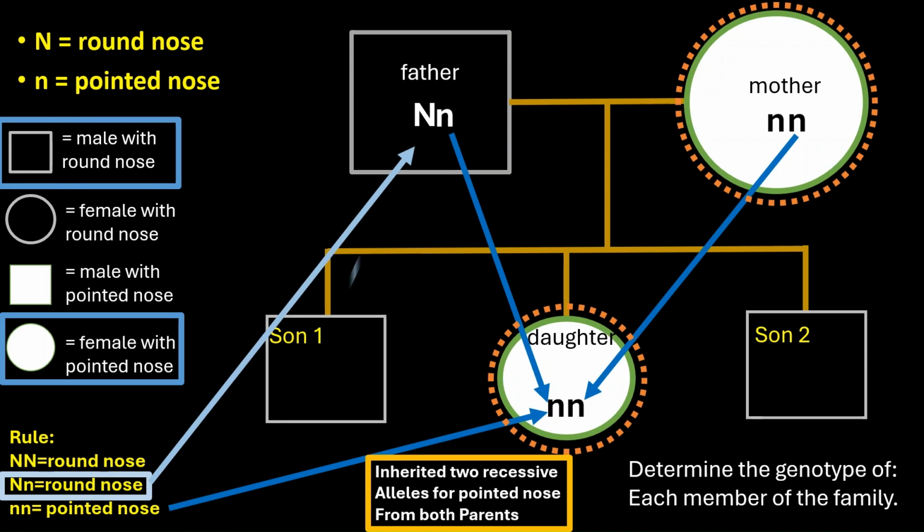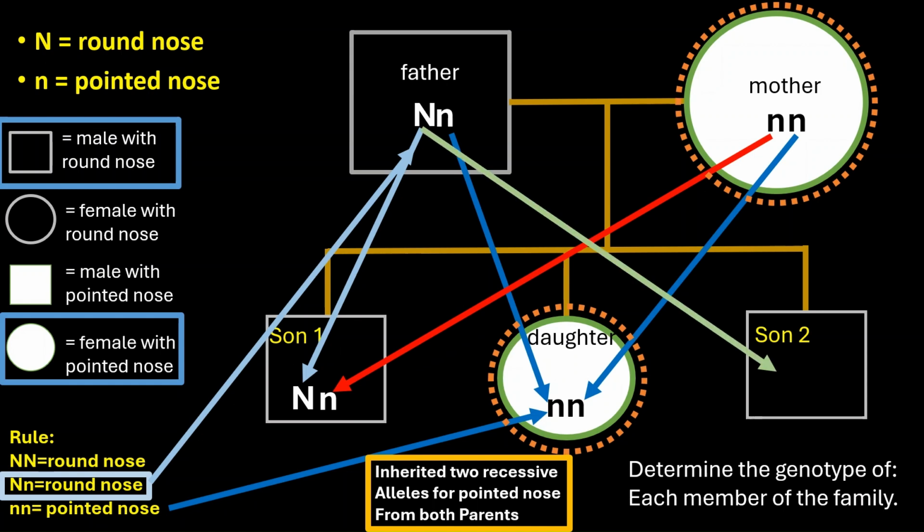So let's start with son one. Son one's nose is also round. That means definitely son one carries the dominant allele. Now, the mother is homozygous recessive. She can only donate one recessive allele. The father can donate either dominant or recessive, but the child physically has a round nose. Okay, so that means the mother will donate this. The son is heterozygous like the father, but the nose is round.